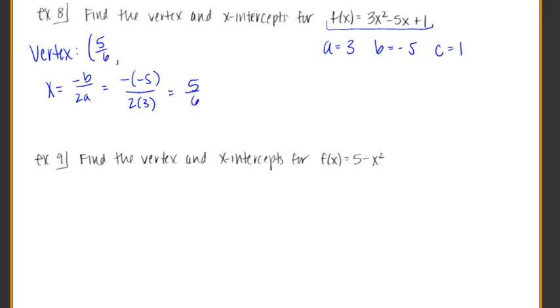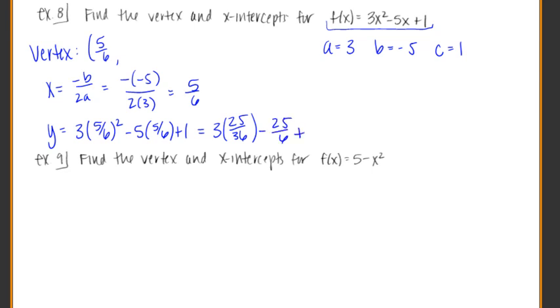And there is the x value for the vertex. Now to get the y value, I'm going to go back up into the very main function and plug in my x value. So it's 3 times 5/6 squared minus 5 times 5/6 plus 1. All right, this looks fun. So 3 times 25 over 36 minus 25 over 6 plus 1.